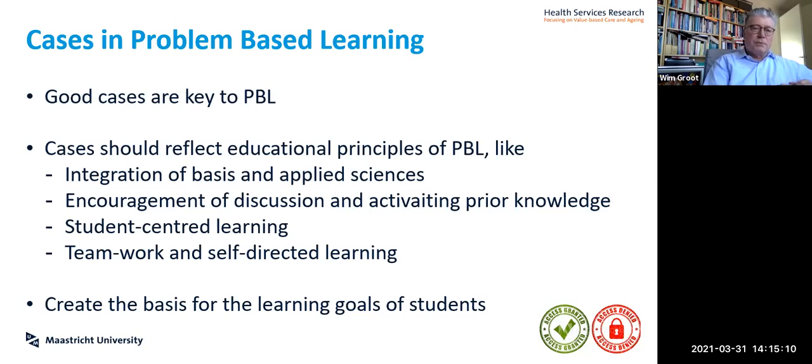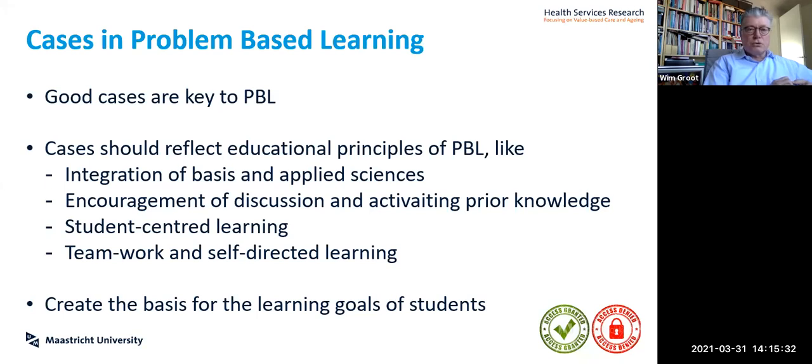And finally, PBL is about teamwork within the tutorial group and self-directed learning. So on the one hand, it should encourage teamwork within the tutorial group, working together to develop the learning goals and working together in studying the literature.